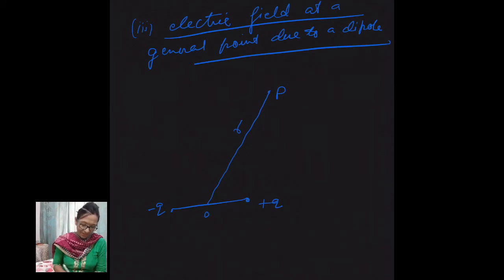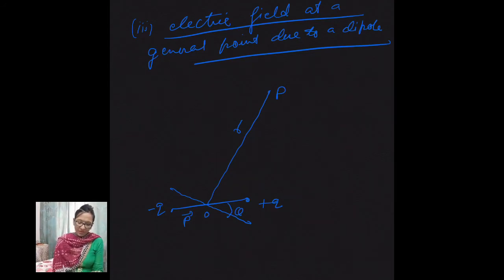This is the third case that we have to do. Now let me first draw the diagram. There is a dipole, with charge minus q and plus q, and from the center, which is at point O, we have to find the electric field at a point P, which is at a distance R. This line OP is making an angle theta with the axial direction.